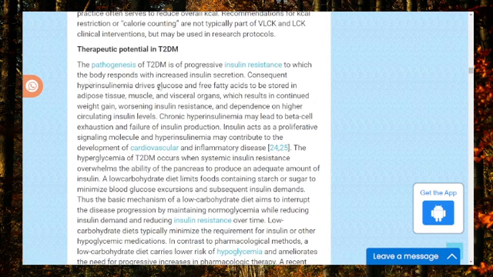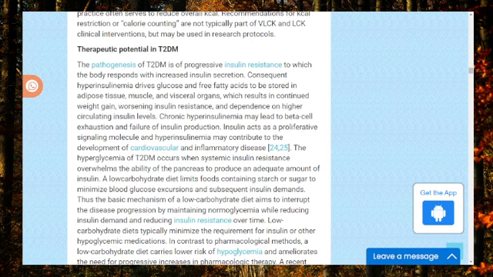Next section, therapeutic potential in T2DM. The pathogenesis of T2DM is of progressive insulin resistance, to which the body responds with increased insulin secretion. Consequent hyperinsulinemia drives glucose and free fatty acids to be stored in adipose tissue, muscle, and visceral organs, which results in continued weight gain, worsening insulin resistance, and dependence on higher circulating insulin levels. Chronic hyperinsulinemia may lead to beta cell exhaustion and failure of insulin production.